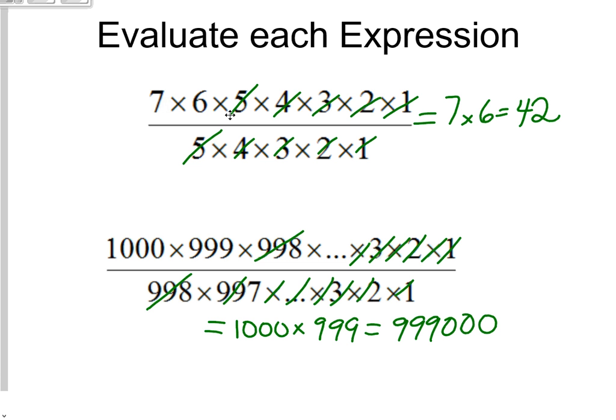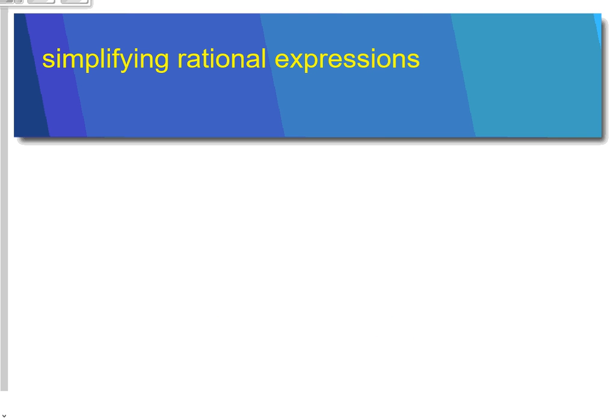Okay, so the big thing about today's lesson is that whenever you have a factor that's the same in the numerator as it is in the denominator, it can cancel itself out. Therefore, here is the title of today's lesson, Simplifying Rational Expressions.